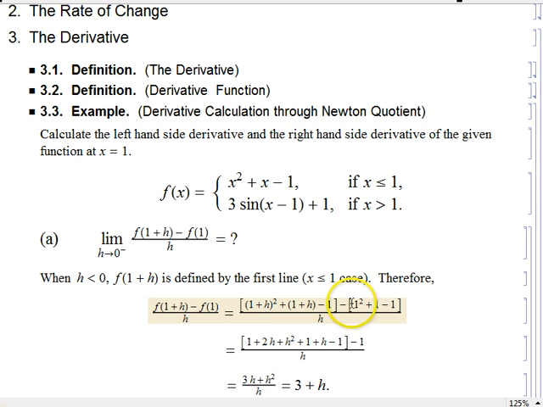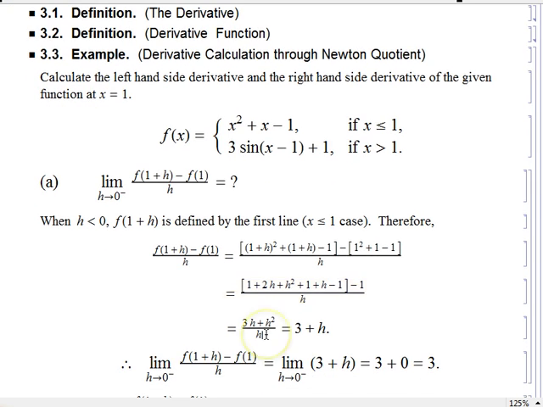So now that we have this Newton quotient, let's calculate it. Break up the parentheses by the complete square method, and then do some algebraic manipulation, and further algebraic manipulation, and we end up with 3 plus h. What does that mean? The limit of this Newton quotient is the same as the limit of 3 plus h. And that's a trivial limit, 3 plus 0, so we have 3. This tells me the left-hand side slope of this piecewise defined function is 3.